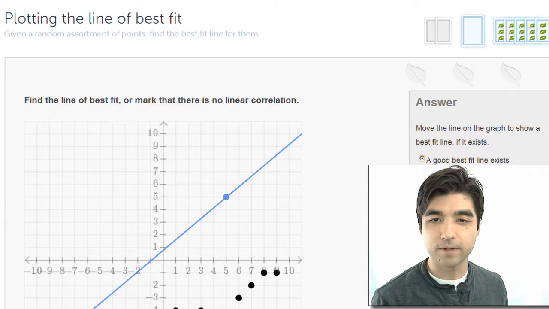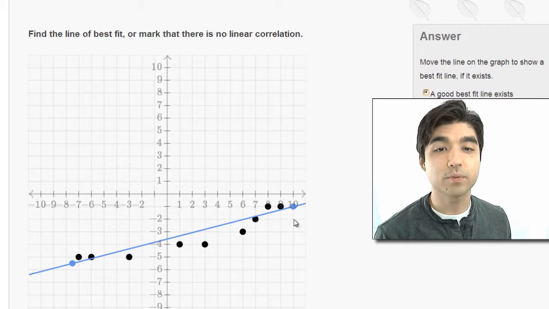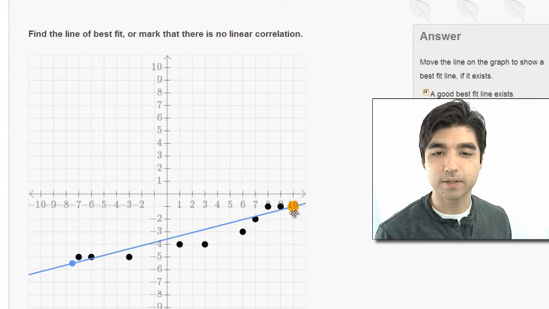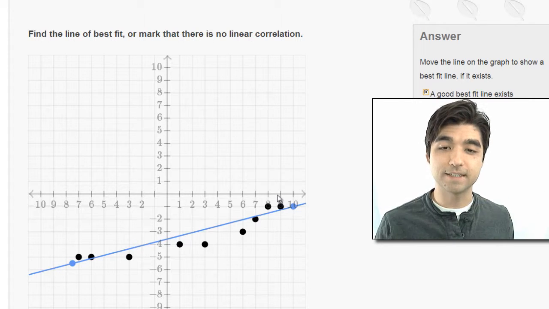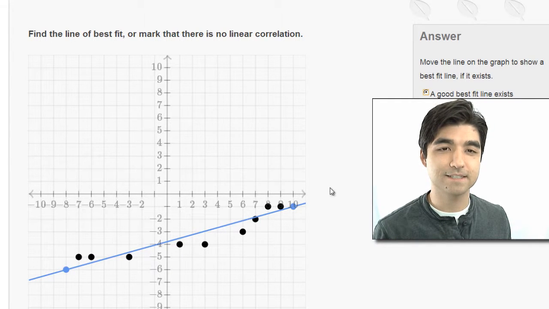What about this one? We could put a dot there and maybe a dot here, and it doesn't matter where you put these dots. The most important part is the actual line itself. So you want to get that line to be a pretty good representation of the line through the dots.